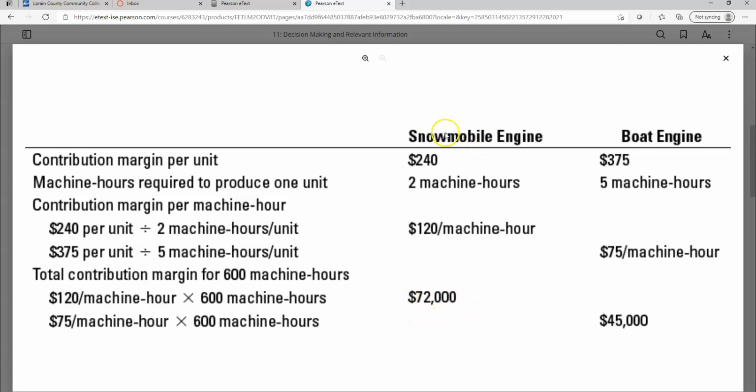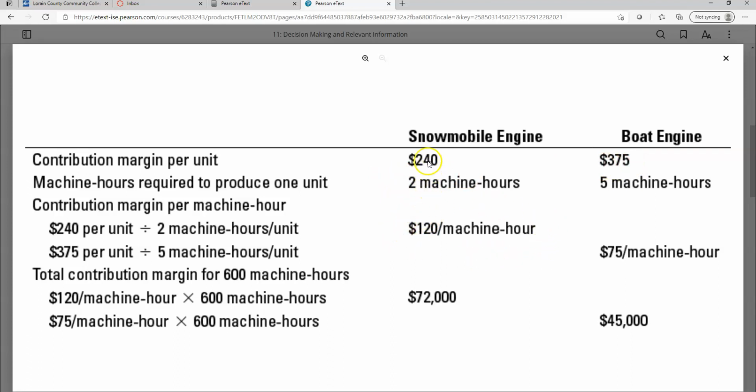But let's say I choose not to make snowmobile engines and I'm only going to make boat engines. I only have 600 machine hours, so if I make all boat engines, I'm going to only have contribution margin of $45,000. So in this case, we see that the contribution margin per unit is not key, but it's the contribution margin per unit of the constraining resource.